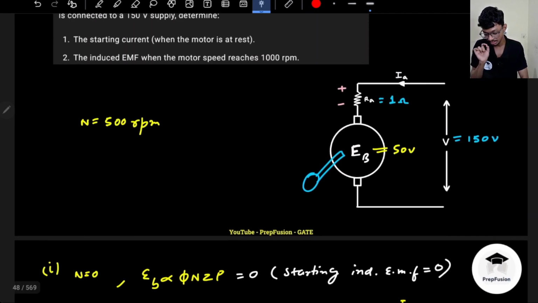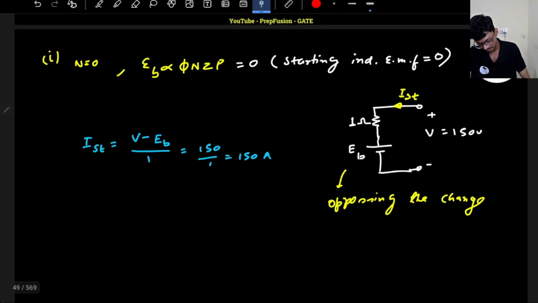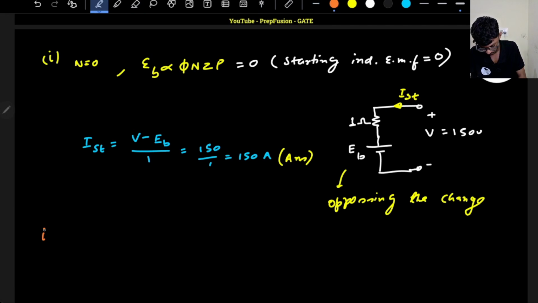Now what are they asking? The induced EMF when the motor reaches 1000 rpm. What will be the induced EMF when the motor reaches 1000 rpm? So I know one thing. So this case 1 is solved. This is the answer, right, for the case 1. Case 2. Case 2 is basically when N is 1000 rpm, what will be the induced EMF?